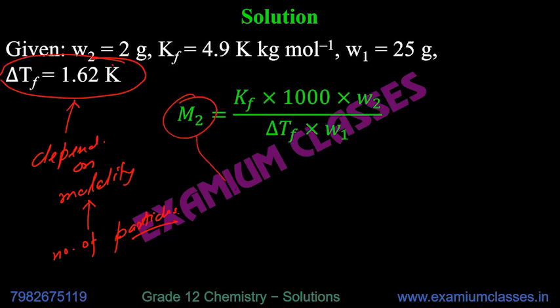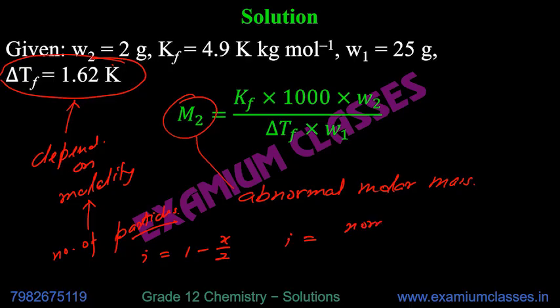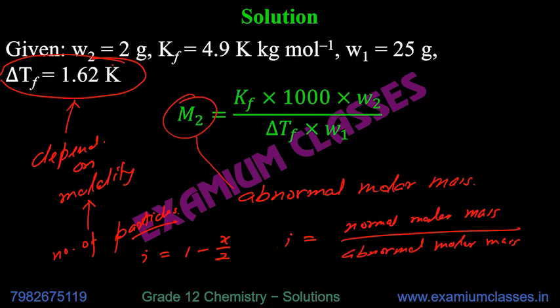So from this formula, you will always get abnormal molar mass in case there is association or dissociation. Otherwise, this will be normal molar mass. Equate both the values of I. So for I we got 1 minus X by 2, and for I we have normal molar mass divided by abnormal molar mass. We equated both of these values of I and got the answer.